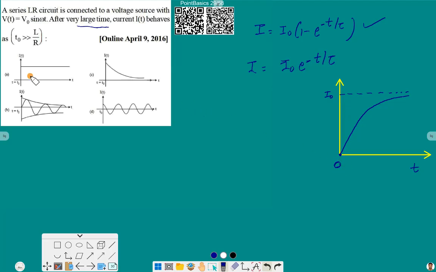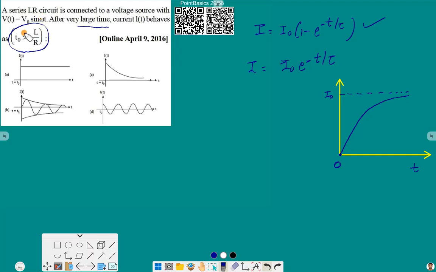But if we see all the available options, the graph is starting at t equal to t node. In all the graphs we are starting with t equal to t node, and it is mentioned that t node is very large as compared to the time constant of this LR circuit.